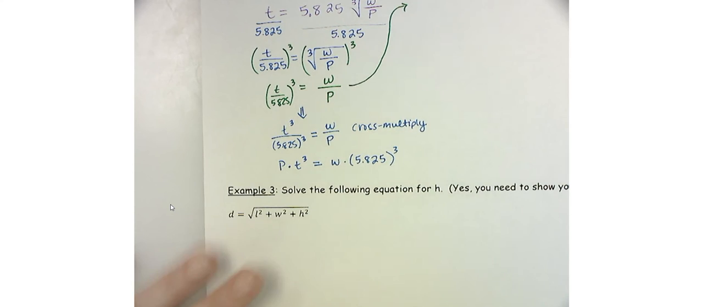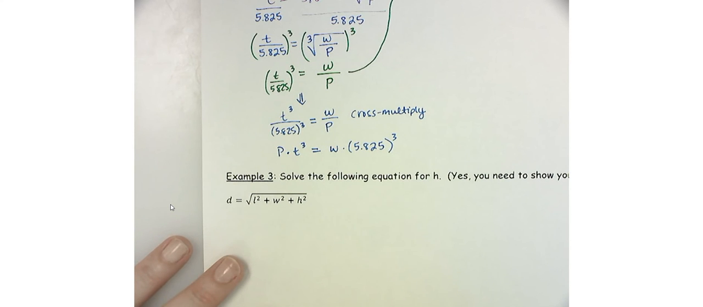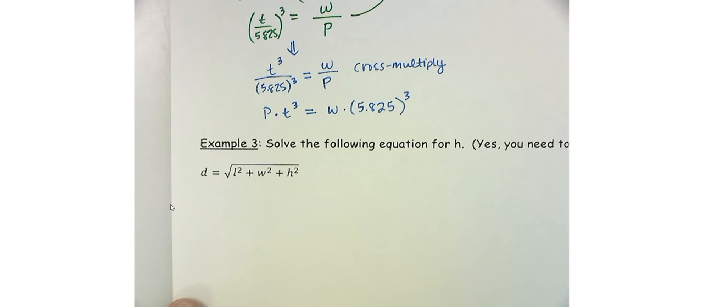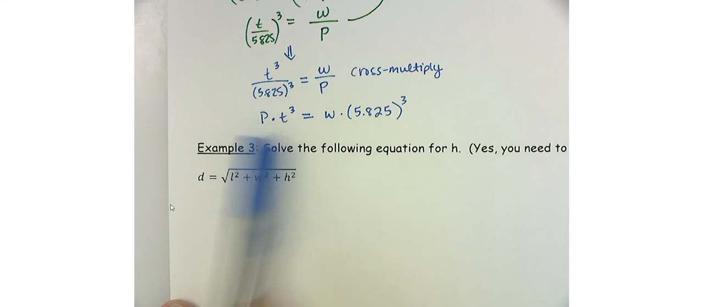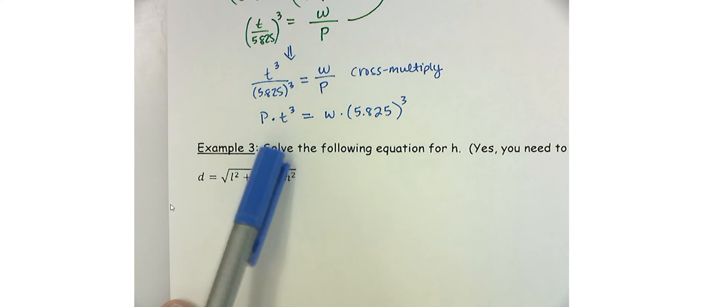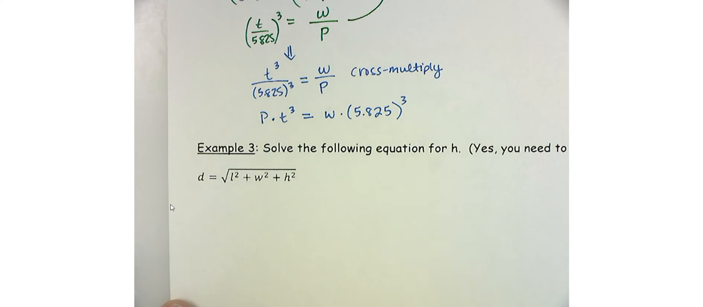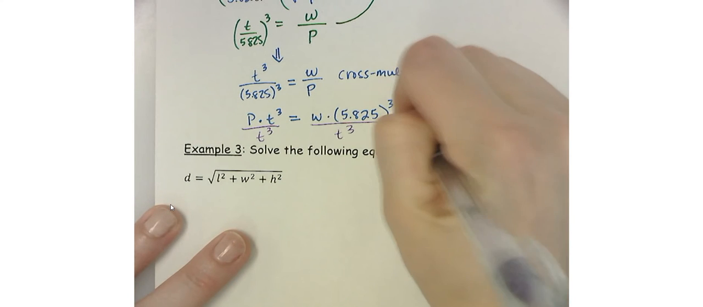Yep, and then I can write my final answer for that. So P, one way that we could write this is 5.825 cubed W over T cubed. You could also keep the W in front. Okay, that would be one way that we could recognize that. We are going to keep it exact.